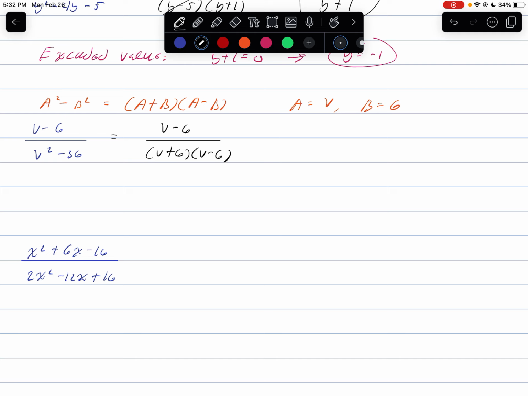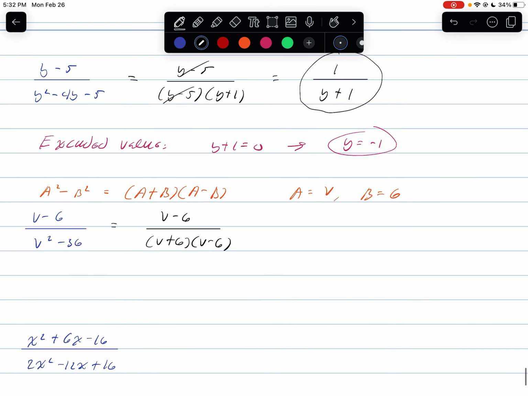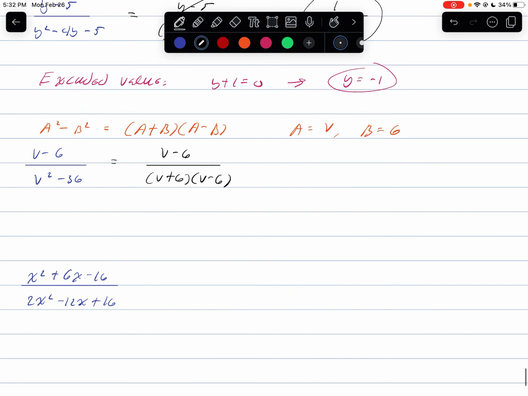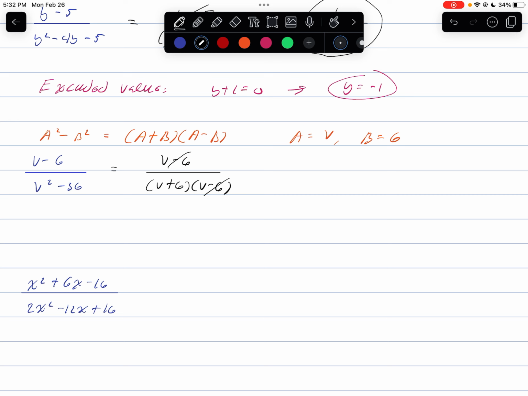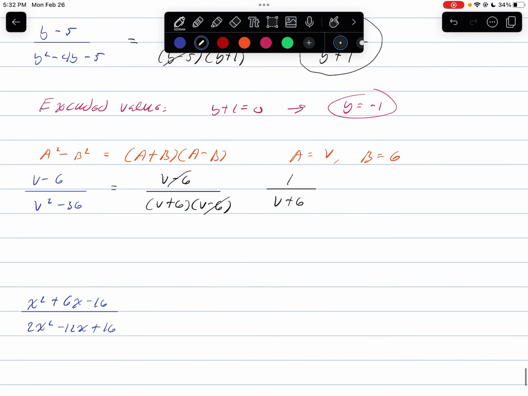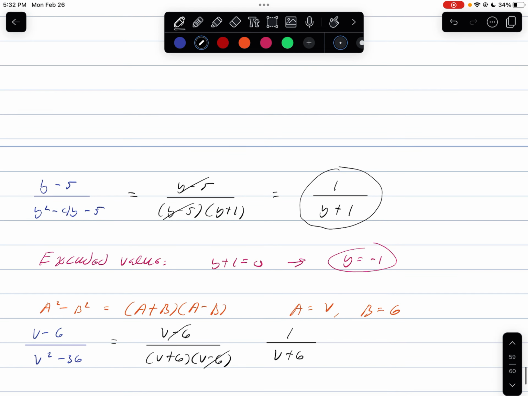And then again here, we have v minus 6 and v minus 6 are going to cancel. So we have 1 divided by v plus 6. Okay, and I actually want to go back and make a correction on something here.